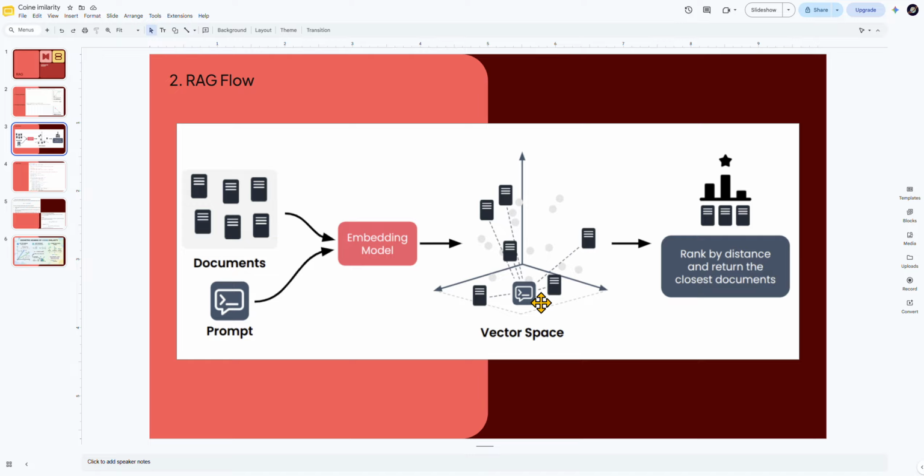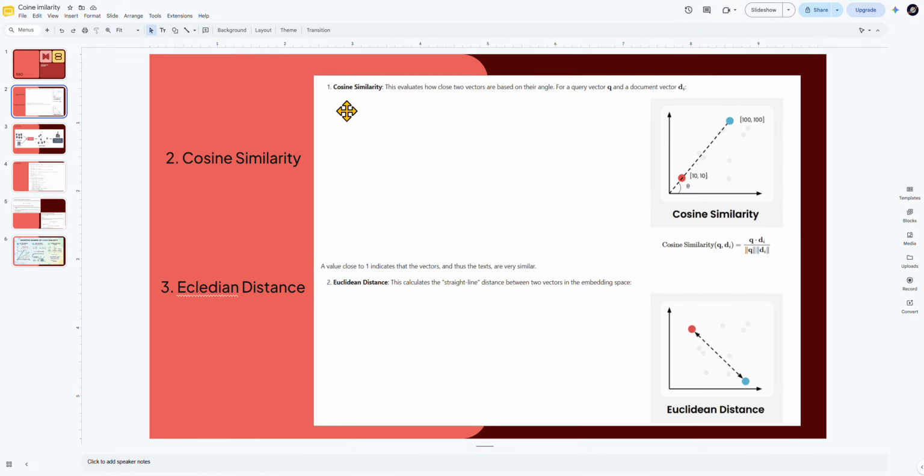Now the question comes: you figured out that this embedding vector sits in this position. Now how do you actually find which one is the nearest? Looking at the screen, you might think, okay, this is near, but mathematically, how does this happen? How do you figure out which documents are the nearest in the vector space to this prompt vector? This is where the method called cosine similarity comes in.